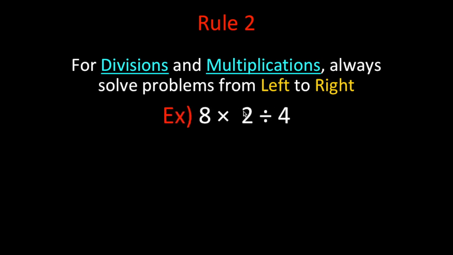8 times 2 divided by 4. Because we only have division and multiplication, we have to start from left to right. So 8 times 2 is 16. Now we're bringing down the 4. 16 divided by 4 is 4. Okay?